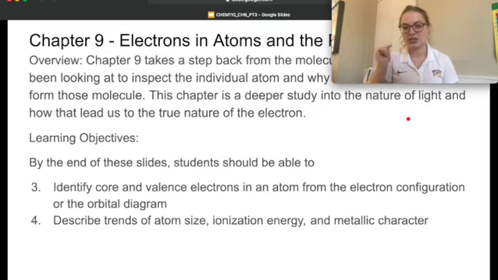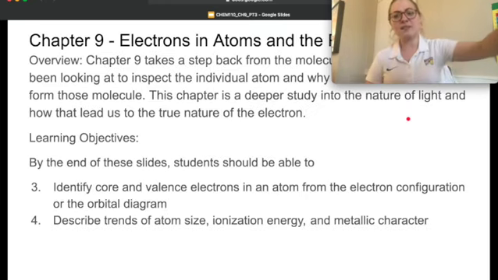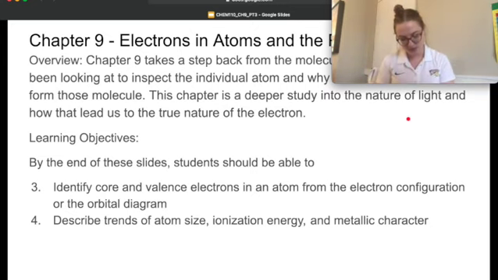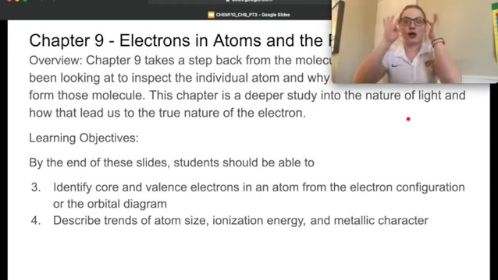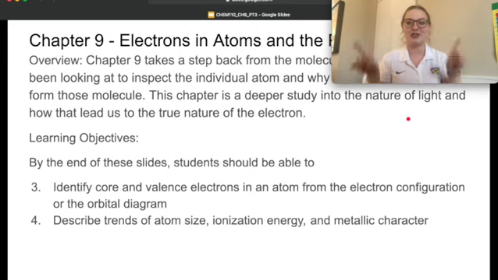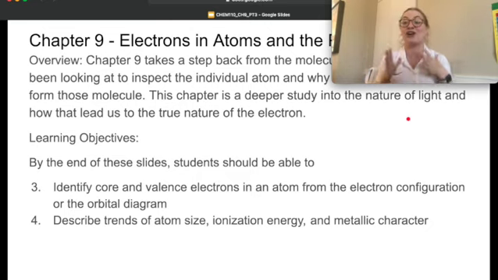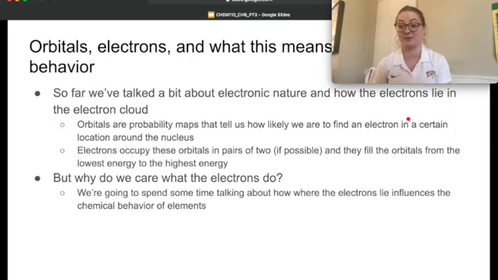So let's talk a little bit about it. We spent some time talking about the true nature of electrons. We talked about orbital diagrams and electron configurations. And so today we're going to talk a little bit about why it actually matters, and that unlimited power of the quantum mechanical model and how much it predicts about the behavior of the atoms on the periodic table.